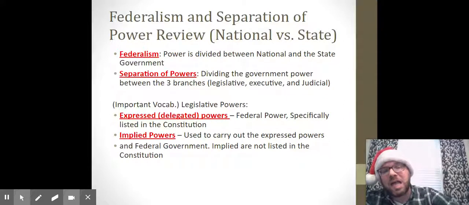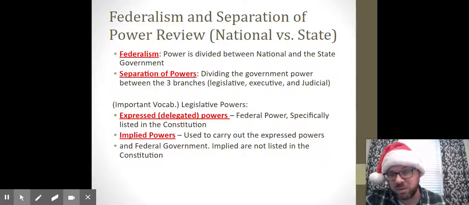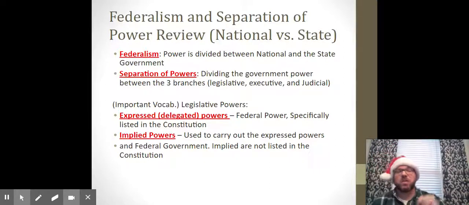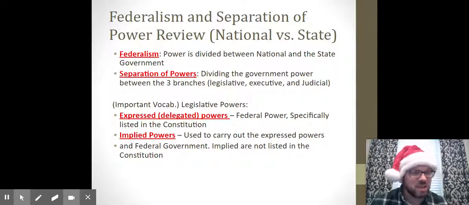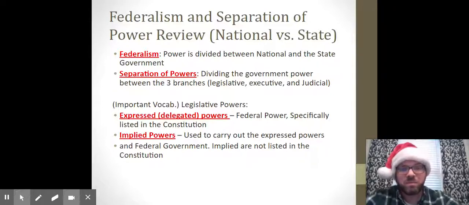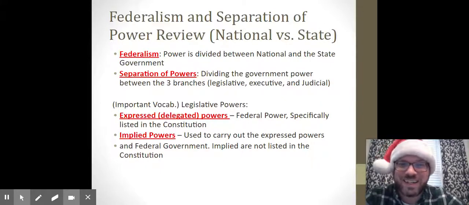Now, the implied powers, which is also a review definition, are the powers used to carry out express powers, but implied powers are not listed in the Constitution. Pause it right now if you did not get these vocabulary definitions, that way you can get them now. Okay, let's move on to our next slide.